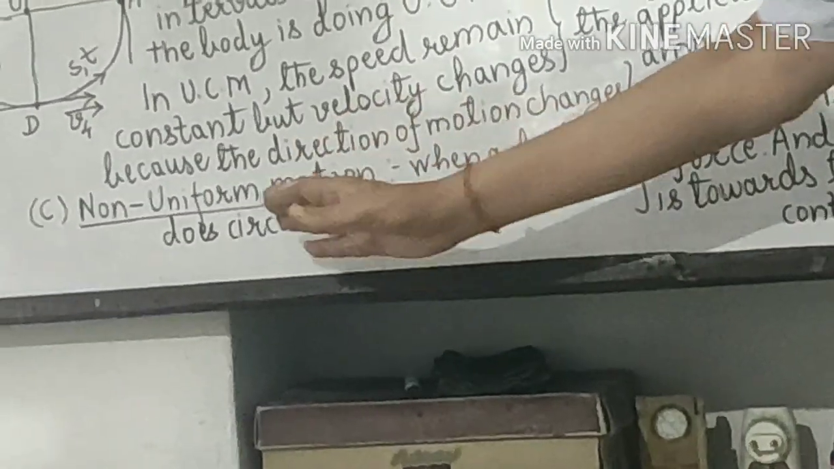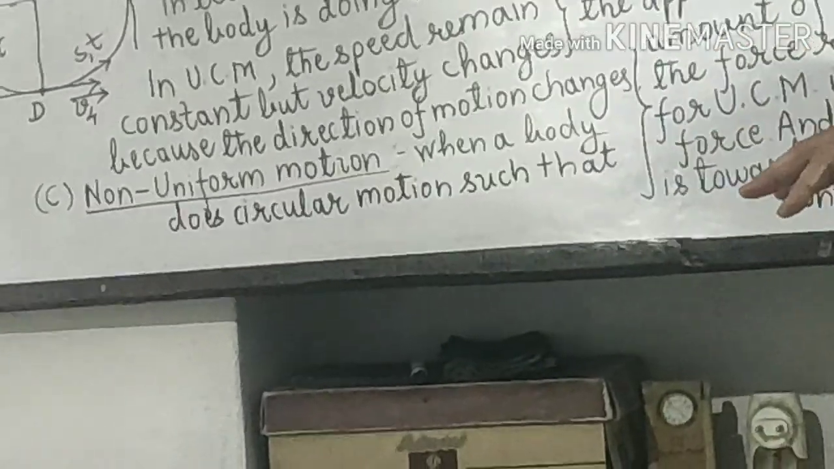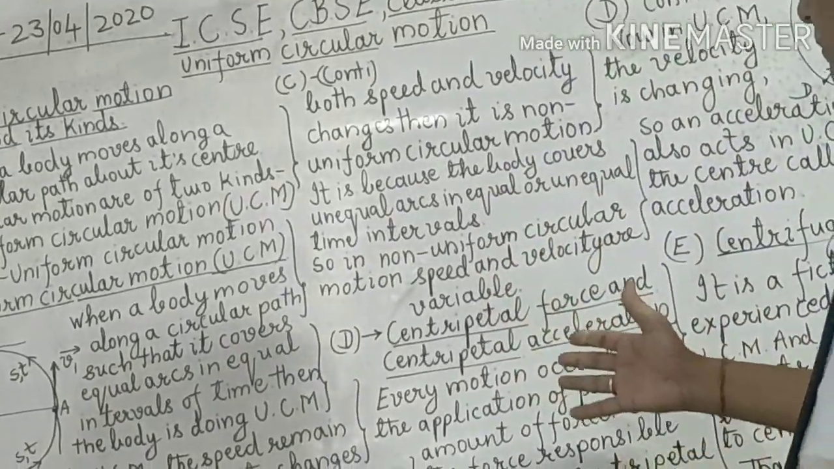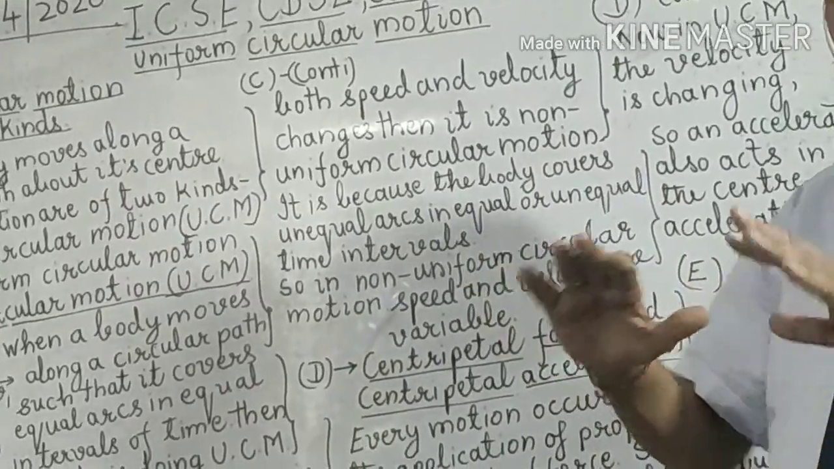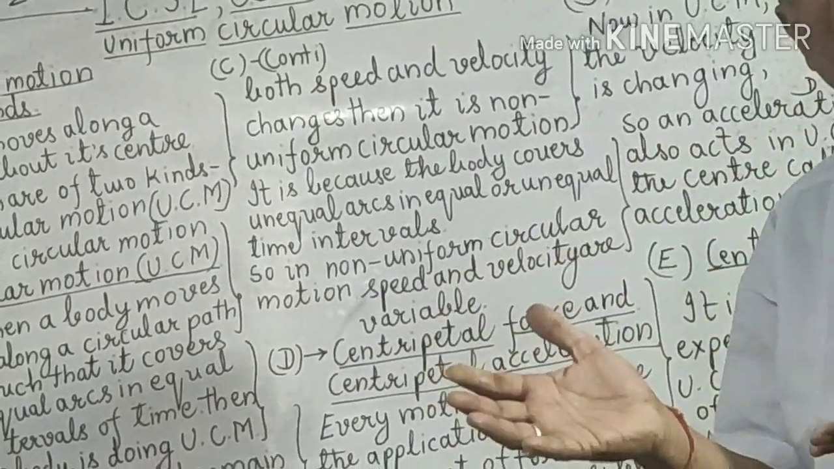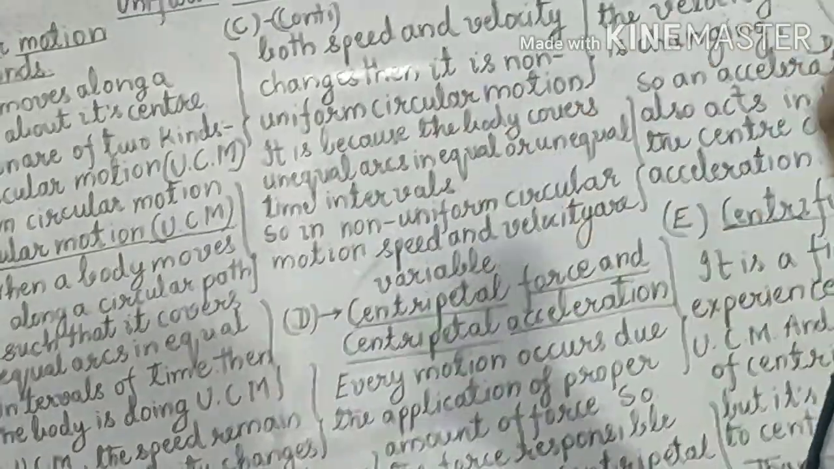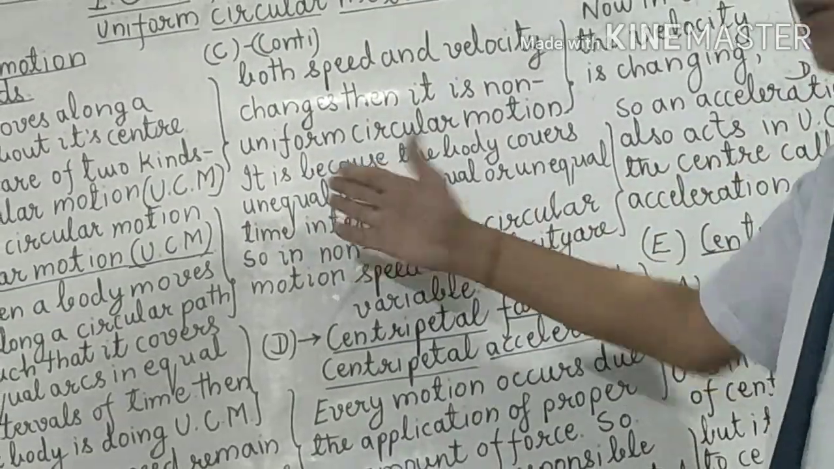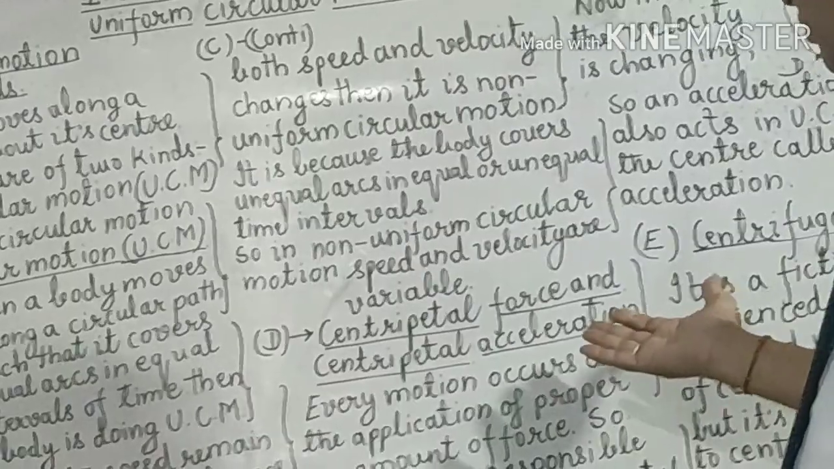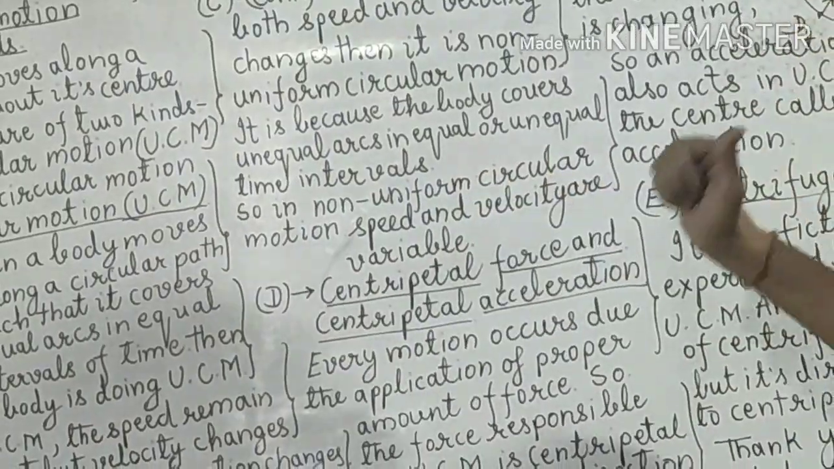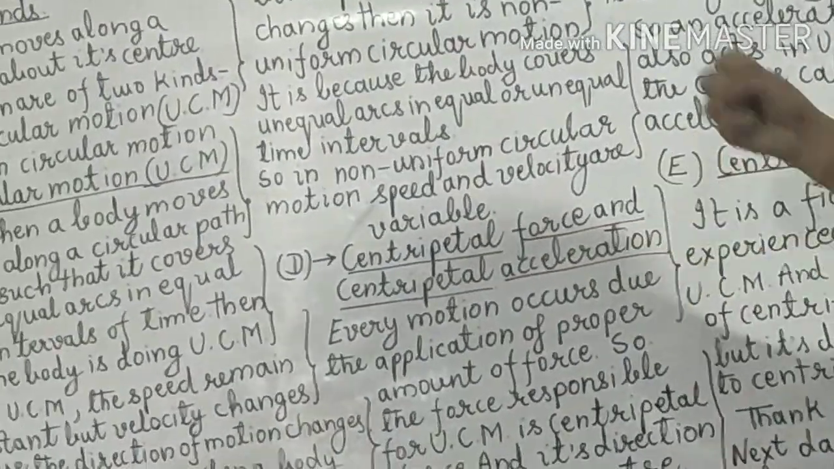Then the C part begins, which is non-uniform circular motion. Non-uniform circular motion is also circular motion, but the body is moving on a circular path such that both speed and velocity are changing. That means it is covering unequal arcs in equal intervals of time, or unequal distances in unequal time. That is called non-uniform circular motion. So in non-uniform circular motion, speed as well as velocity are variable.